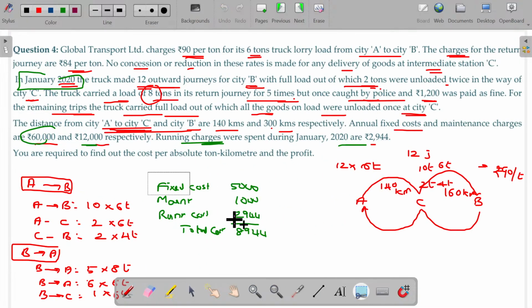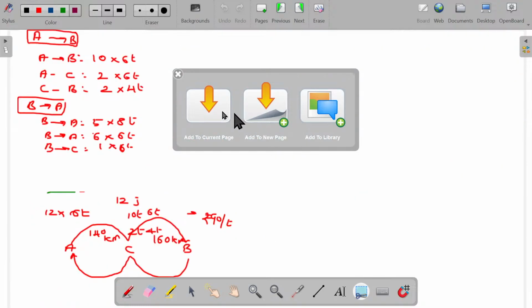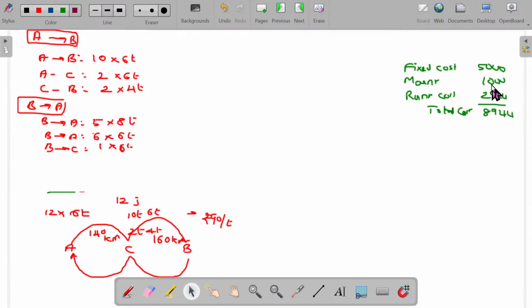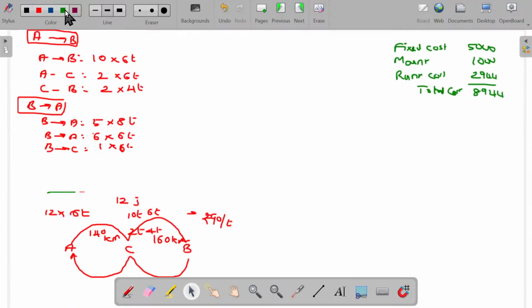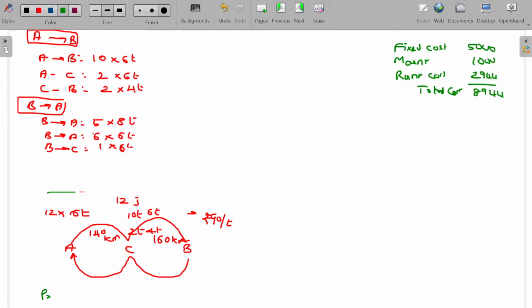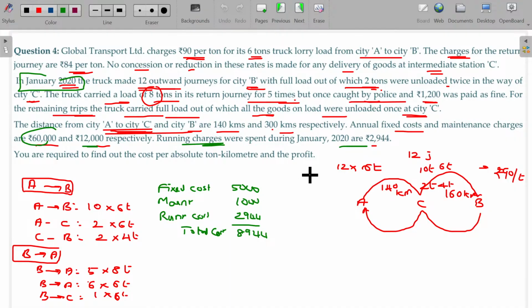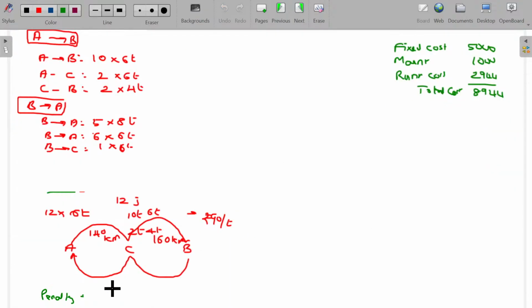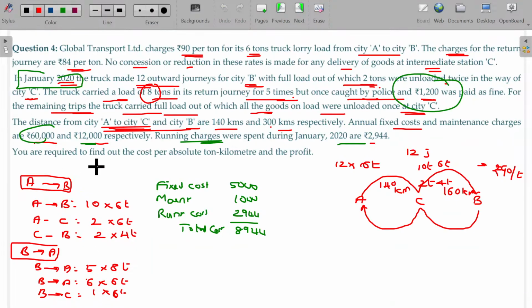So this is what about the cost. Apart from that, we have a fine of rupees 1,200 penalty. Okay. What is the requirement? You are required to find out the cost per absolute ton kilometer and the profit.